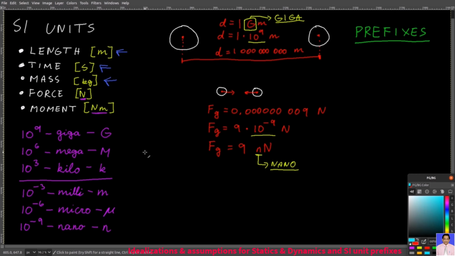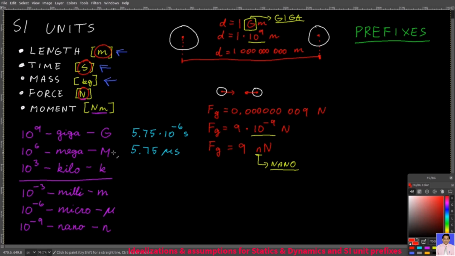If something lasts for a very short time, let's say that it lasts for 5.75 times 10 to the power of minus 6 seconds, then you can simply say that it lasts for 5.75 microseconds. You will simply use this prefix here. So you have base units like meter, seconds, Newton, and then you can simply combine them with these prefixes here.